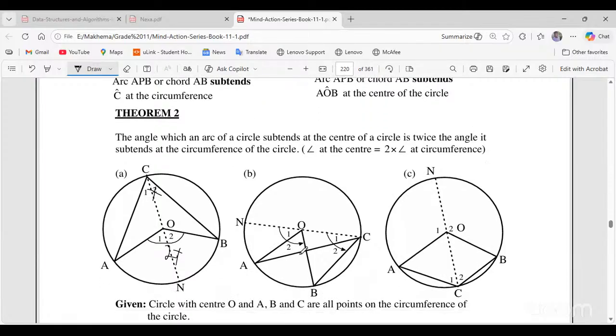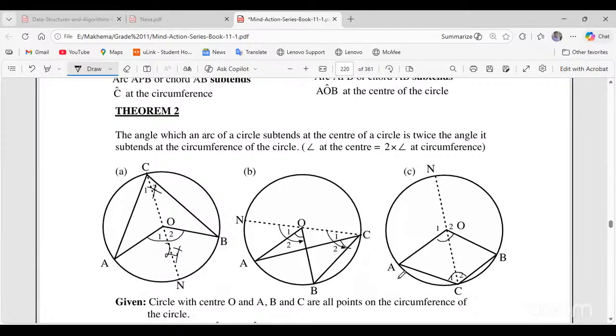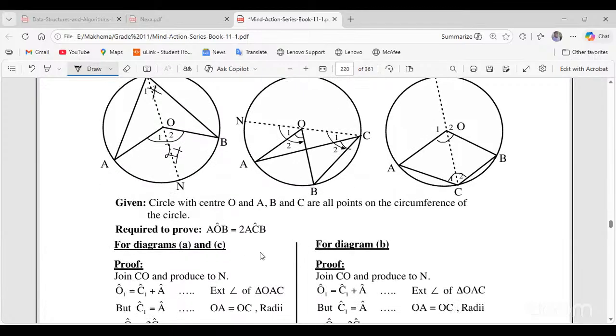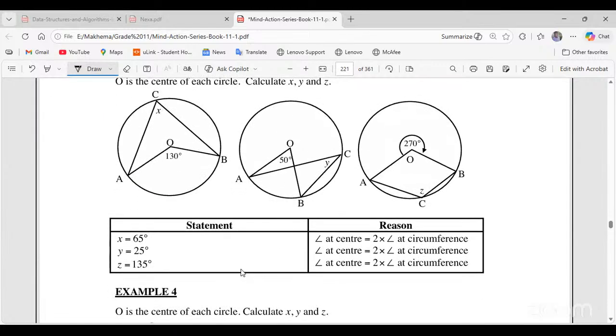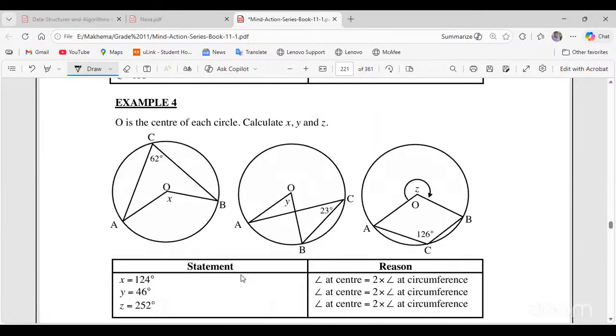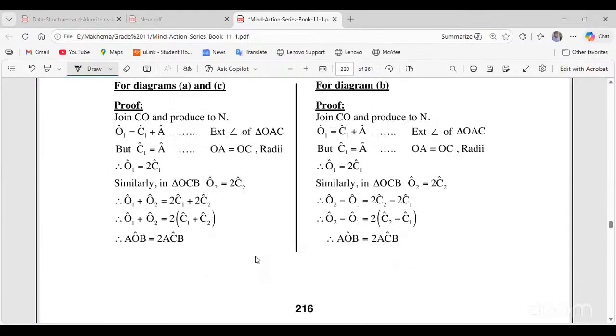Same applies. We have that angle at the center and that angle at the circumference. Angle at the center is 2 times angle at the circumference. Same applies with this one. I hope this makes sense to you guys. Now, let's move to what we are given so that we can prove. After proving, we do some examples. After examples, we will go to the next theorems.